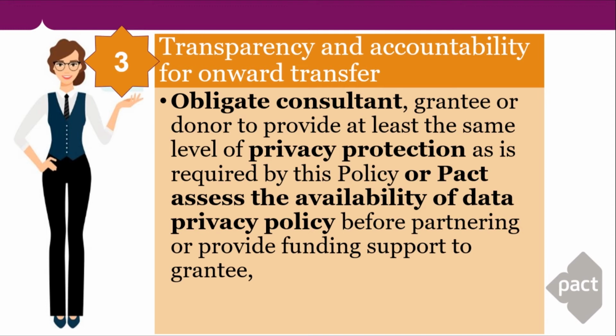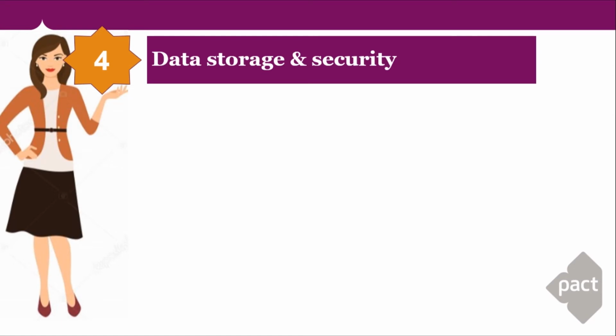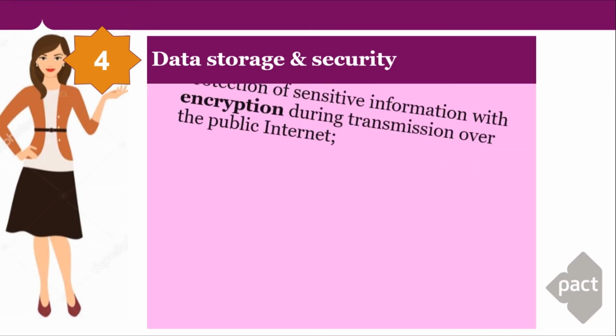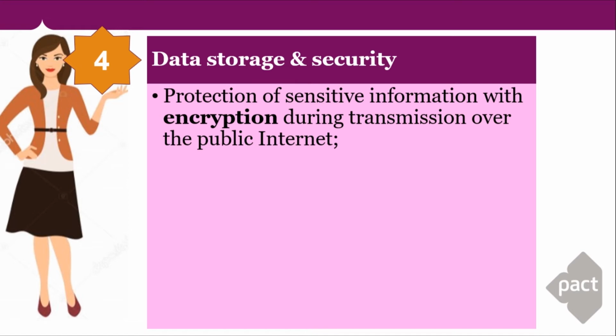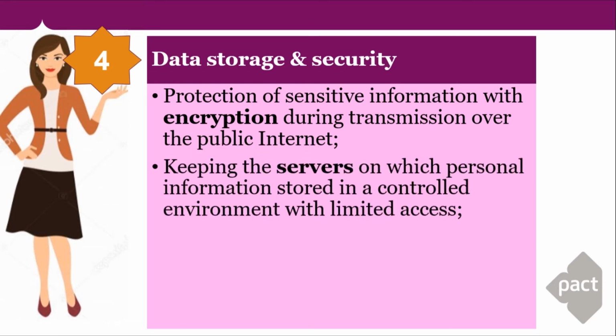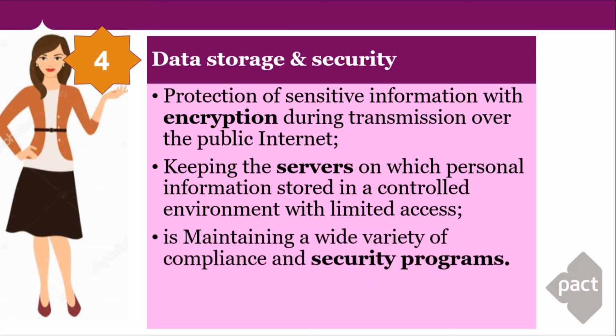level of privacy policies. Come to step number 4, data storage and security. The key idea of this step is to protect the data storage by doing encryption or password protection. And the second is to have a server in which the information is stored and controlled with limited access to the public. And also the program that we are going to use to store their personal information needs to be secure and protected.